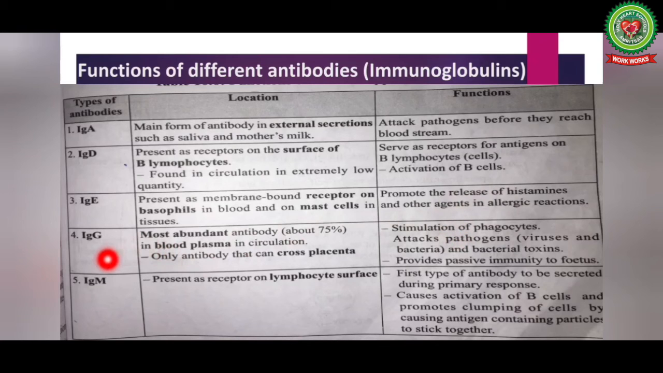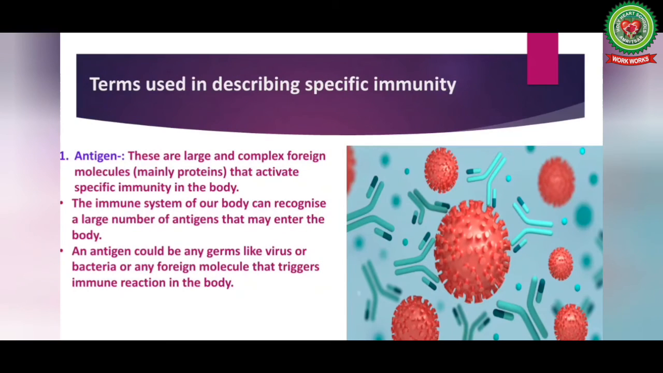Next is IgM, present as a receptor on the lymphocyte surface, and it is the first type of antibody to be secreted during primary response. It causes activation of B cells and promotes clumping of cells by causing antigen containing particles to stick together. So various terms we'll be discussing are used to describe specific immunity.